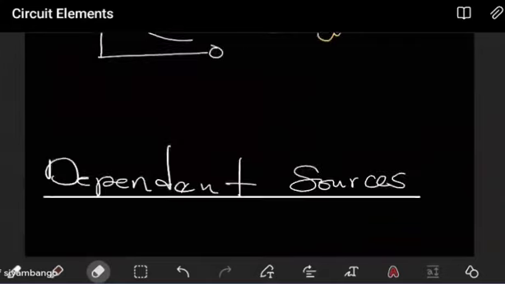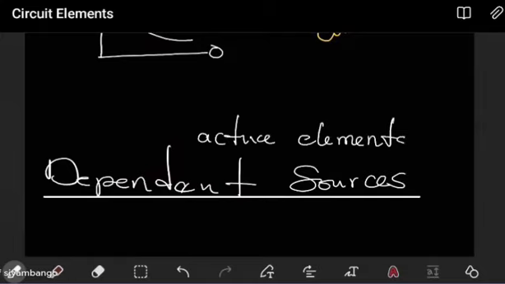But dependent sources, on the other hand, depend on what is happening somewhere else. On their own, they cannot supply. For them to supply, a condition must be satisfied. I have to say, they are still active sources. They are still active elements. Dependent sources are active elements as well. But for them to supply, they depend on a condition.